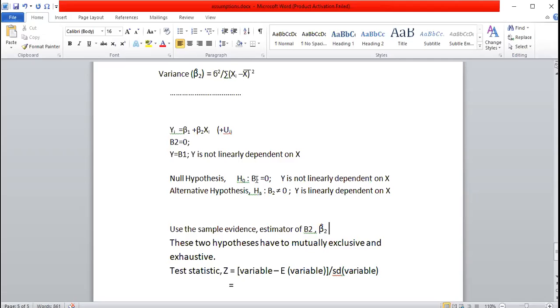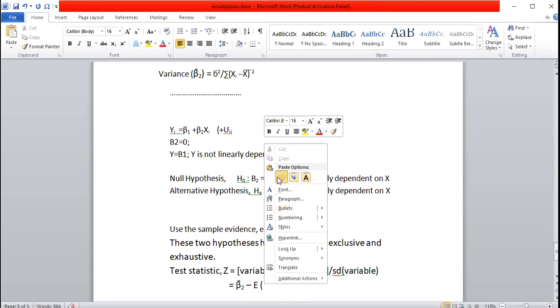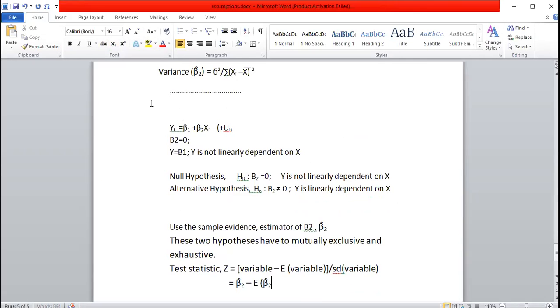When you are testing beta 2, you are using beta 2 hat. Beta 2 hat minus mean of the beta 2 hat. What is the mean of beta 2 hat? Beta 2. How do you know? You told me earlier. Yes, Professor. It's a rule, right? You told us in the other class.